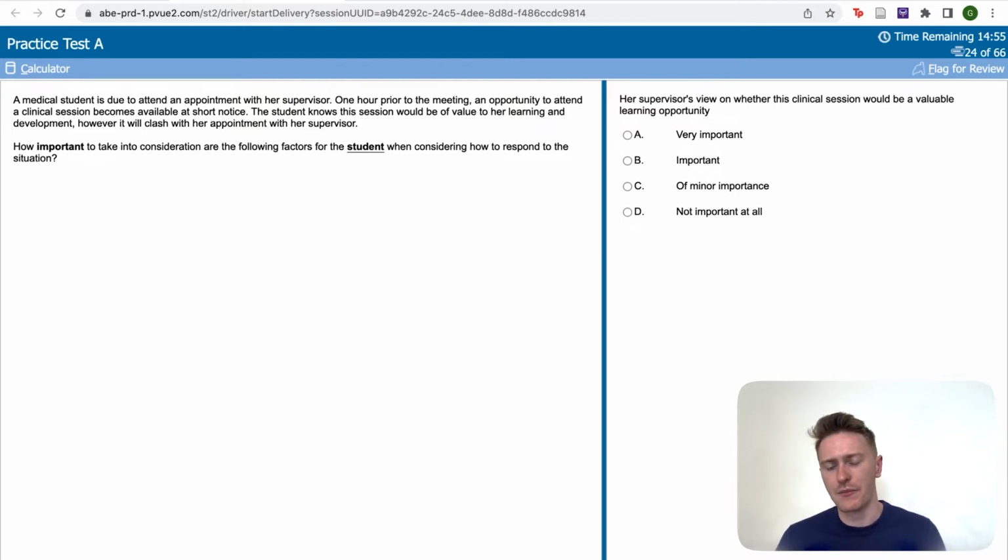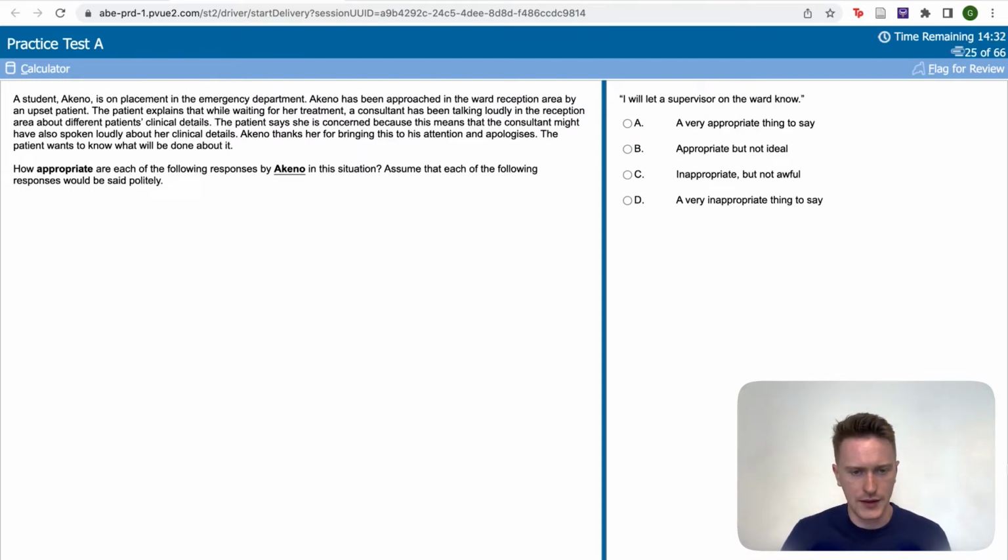I don't think it's very important though, because Emma thinks, is it Emma? Or is that the previous person? Or just a medical student? Because the medical student has already decided that it's going to be valuable. So therefore, irrespective of whether her supervisor thinks it's valuable or not, it's valuable to her. So I think that this is an important consideration. It's not a very important one though.